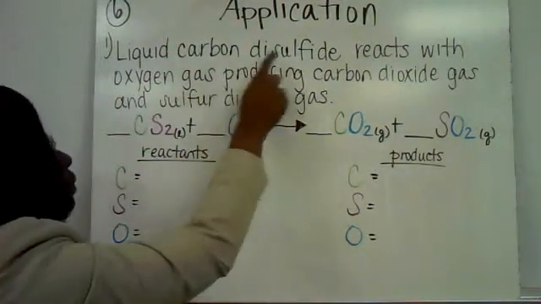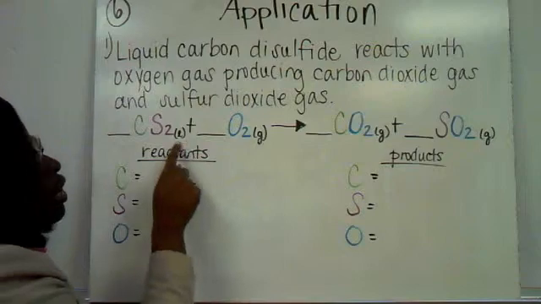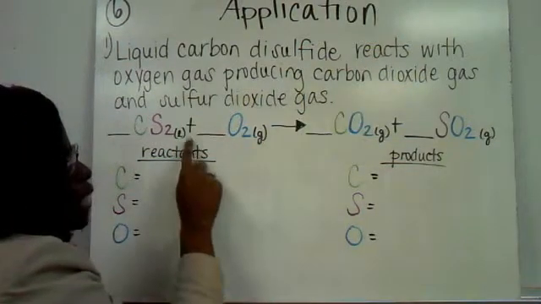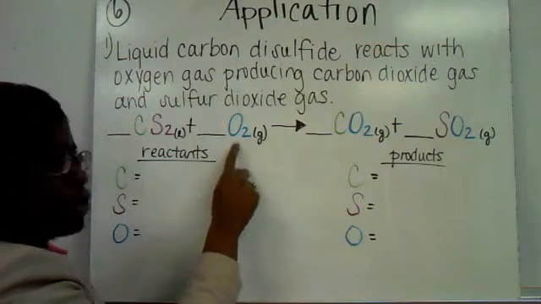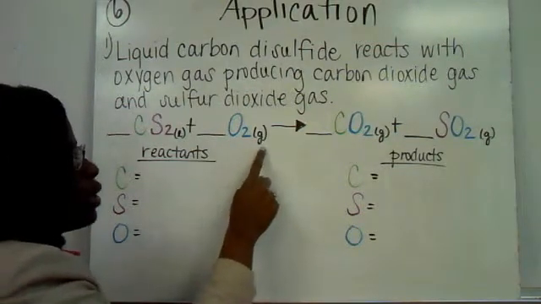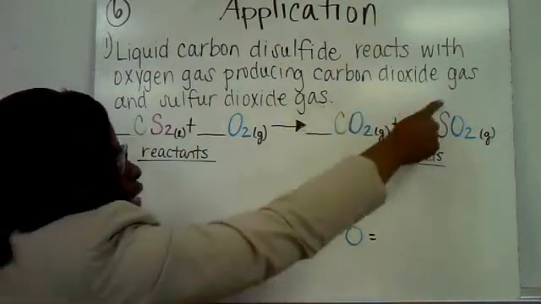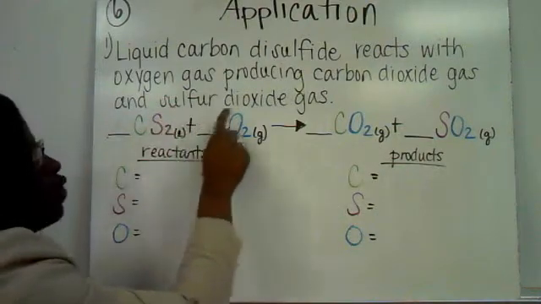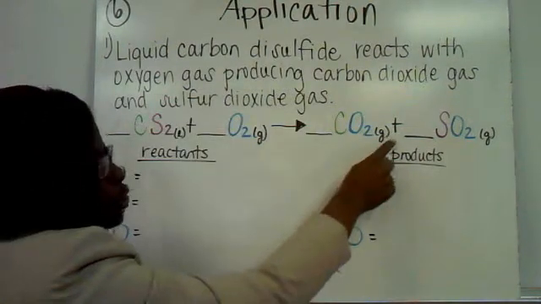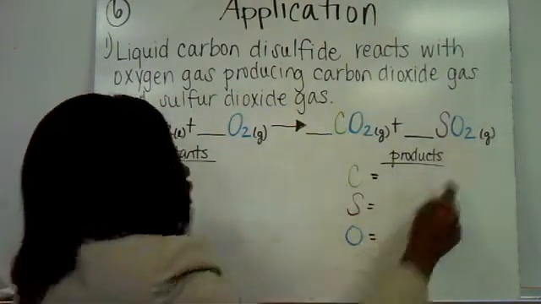So liquid carbon disulfide is going to give you CS2 with the L symbol. Reacts means that you're going to use this plus symbol with oxygen gas. Remember, oxygen gas is diatomic, so you have O2 with the G symbol. It says producing, so you're going to use your yield symbol. Carbon dioxide gas, that's CO2 with the G symbol, and sulfur dioxide gas. The "and" lets you know to use another plus sign, and sulfur dioxide gas is going to be SO2 with the G symbol.